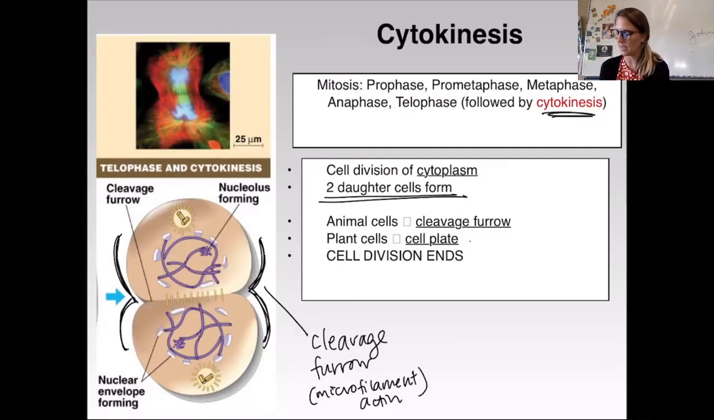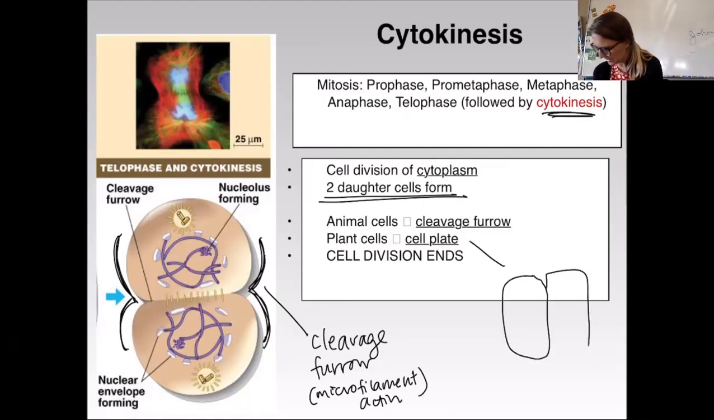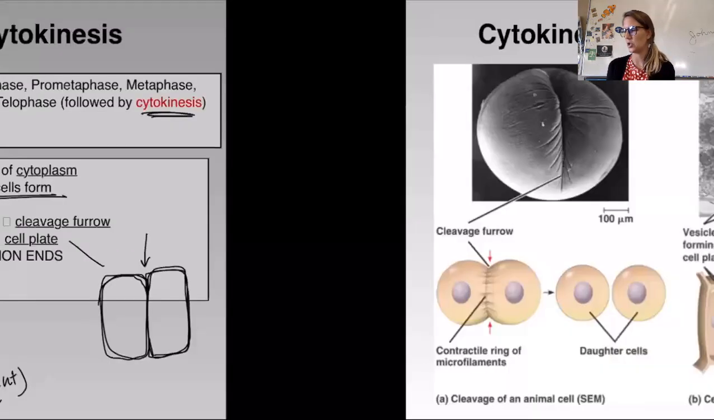In plant cells, you have what is called a cell plate. So in plant cells that have those cell walls with cellulose, the cell plate forms, and that is the cell wall forming as well. And that's the end of division, right?